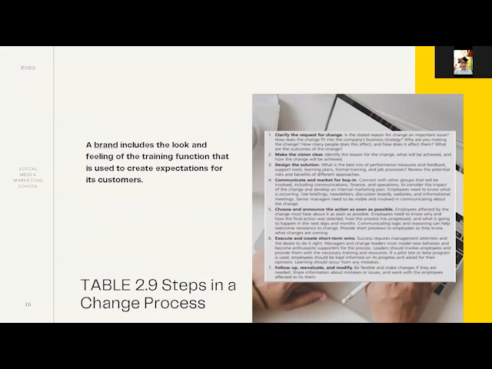Lastly, 7, follow up, evaluate, and modify. Be flexible, make changes if they are needed, share information about mistakes and issues, and work with the employees affected to fix them.